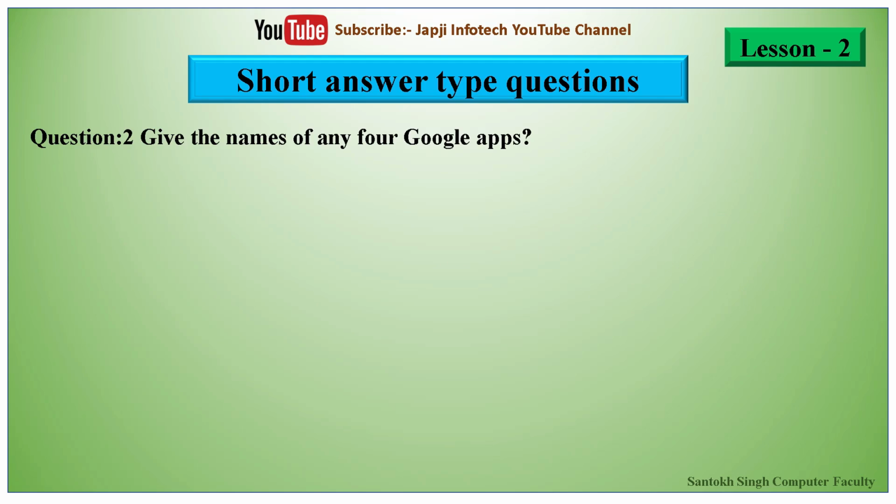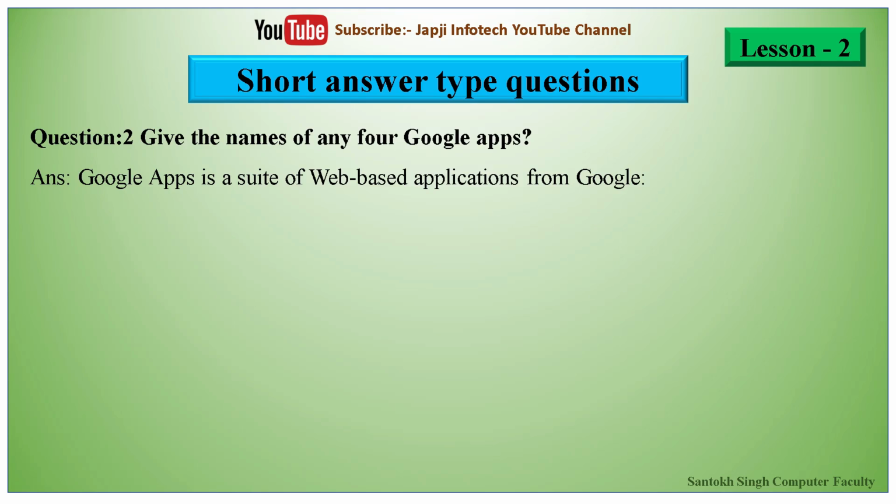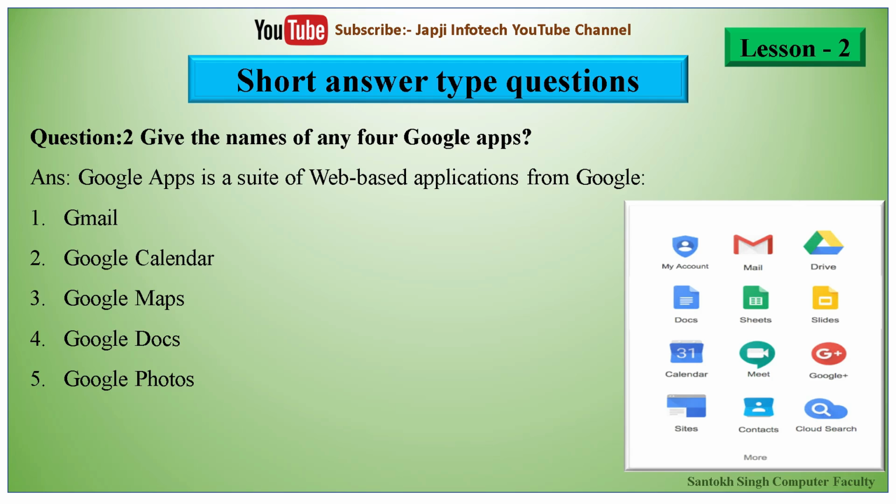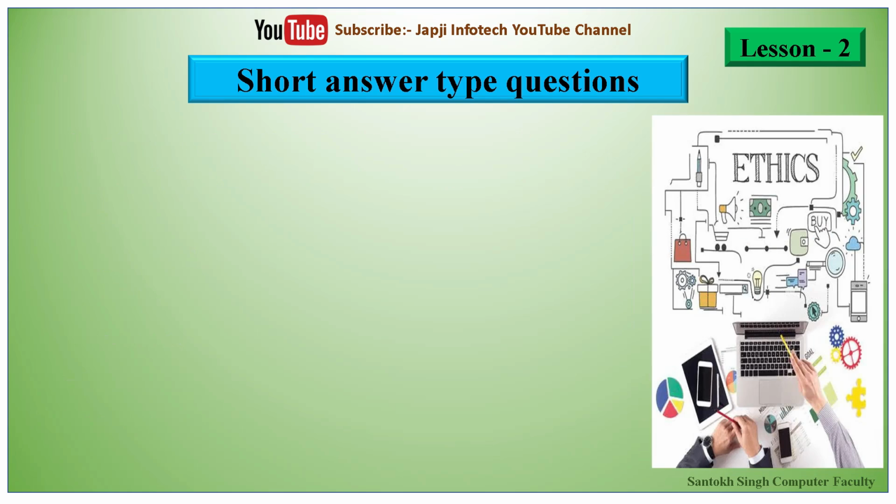And the second question is: give the name of any 4 Google apps. And the answer is: Google Apps is a suite of web-based applications from Google. The types of Google apps are: the first one is Gmail, second one is Google Calendar, third one is Google Maps, fourth one is Google Docs, fifth one is Google Photos, sixth one is Google Lens.